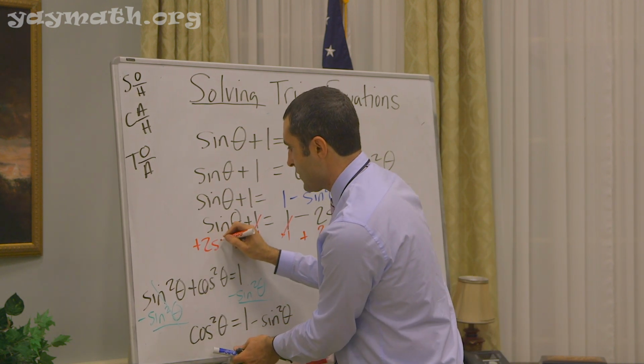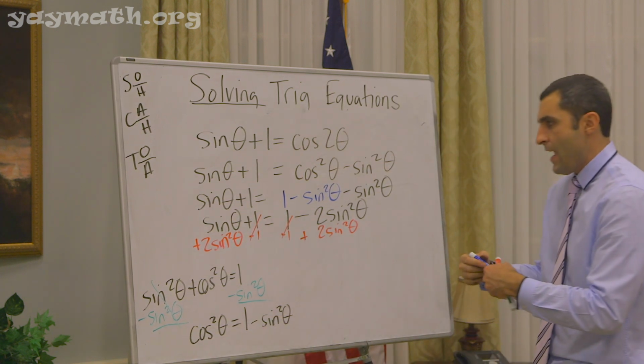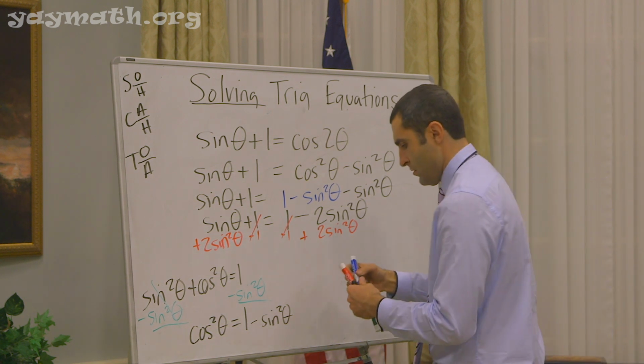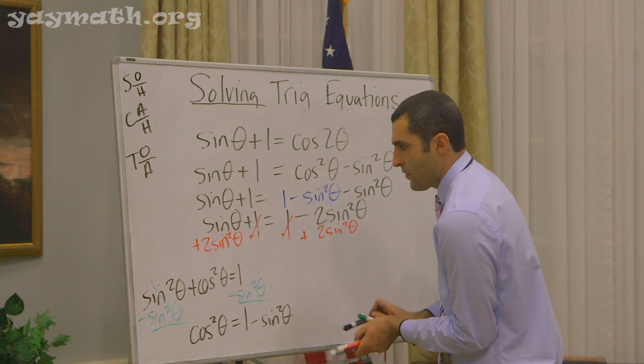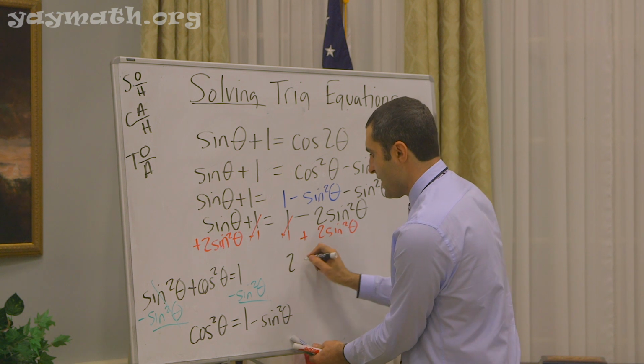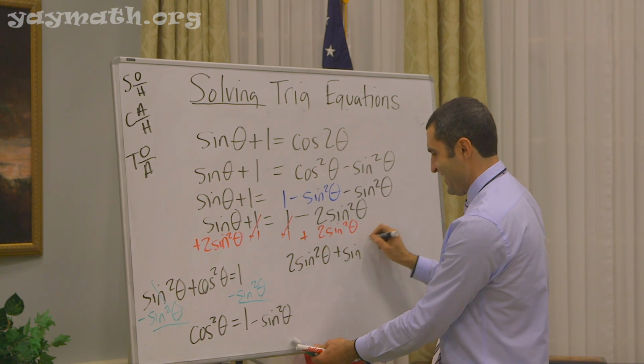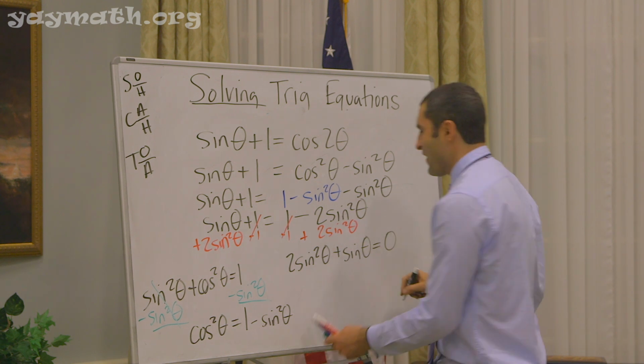And these are non-like terms because one is squared and one is not. So we're going to write them side by side. And we got 2 sine squared theta plus sine theta equals 0. We're killing it. All right, factor.